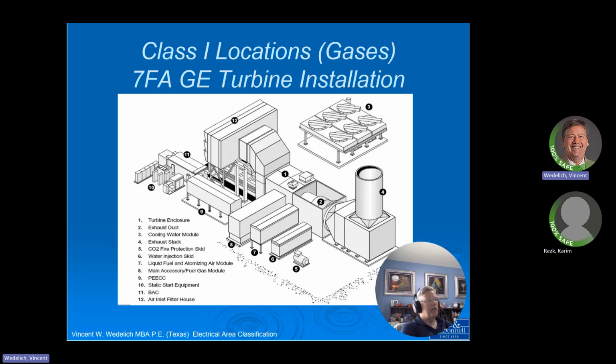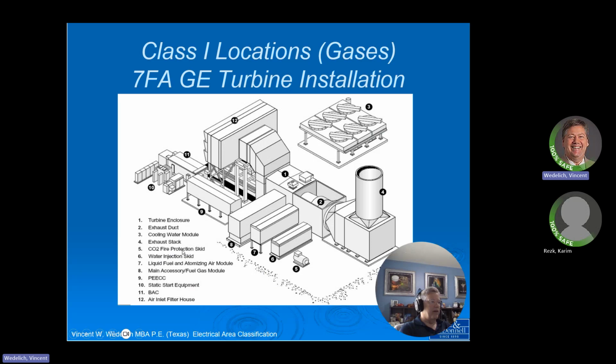And here's a typical GE turbine installation. This would be like Tico. We did a big Tico job there. When you look at it, you've got a big rotating generator on this particular job. One is your turbine enclosure. Two is your exhaust and duct. Three is your cooling water module. Four is your exhaust stack.